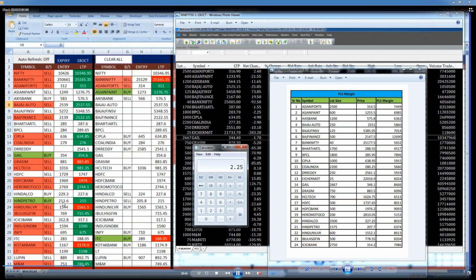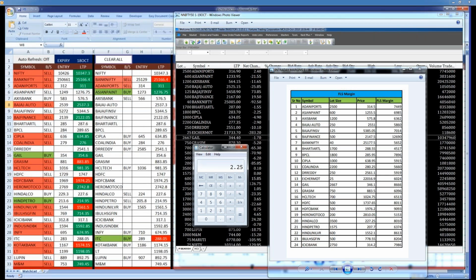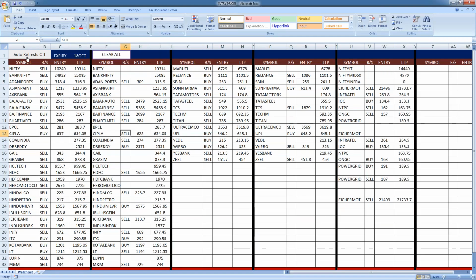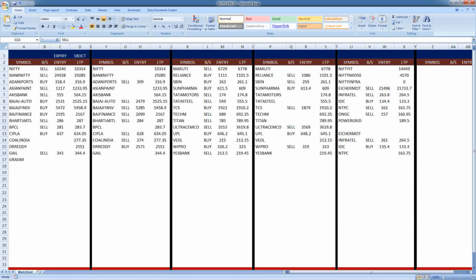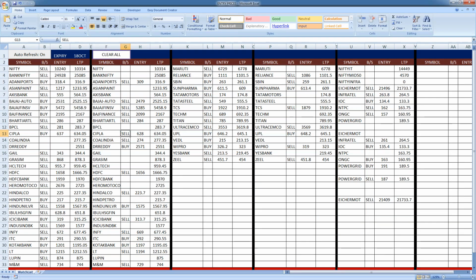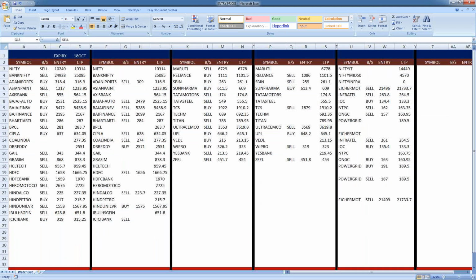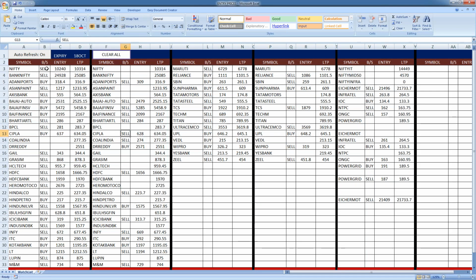As soon as the market opens, you click on macro enable and put it on auto refresh on. And as soon as you see green, you see Bajaj Auto. See, Bajaj Auto is a buy call. I'll just show you for tomorrow. So I have a buy call here.